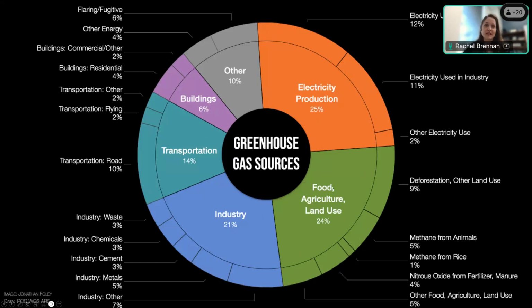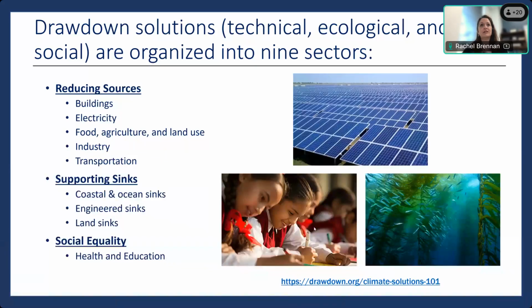And it also emphasizes how important things like food, agriculture, and land use are to our global climate. It's not all about fossil fuel burning. There's other sources of emissions that we really need to get a handle on. And so that's very clear and a really good use of science communication.